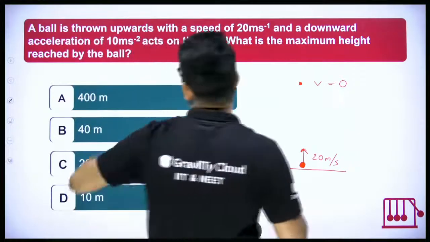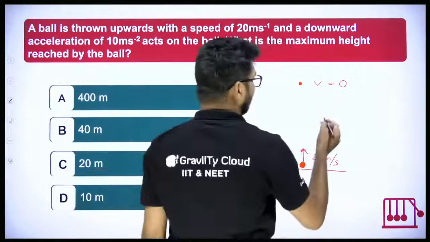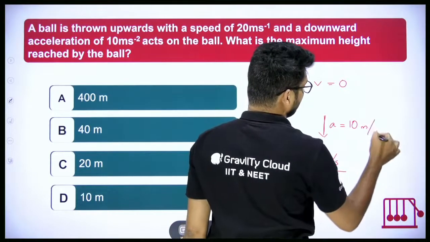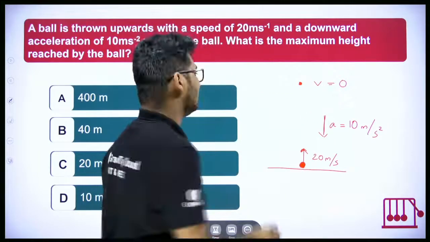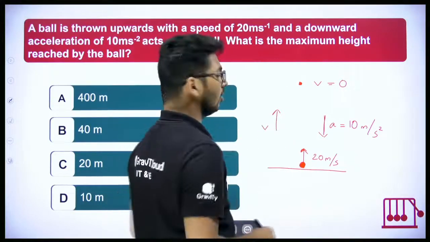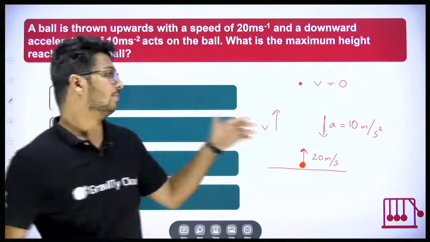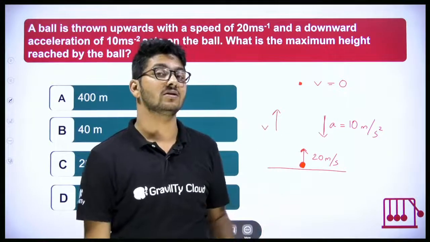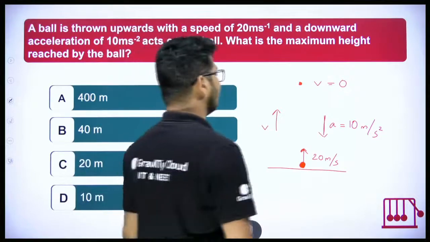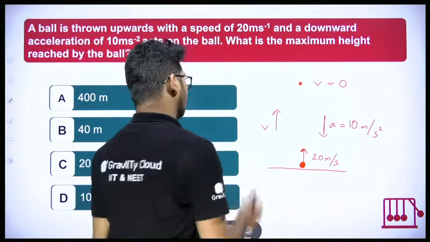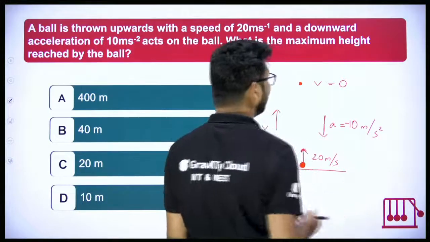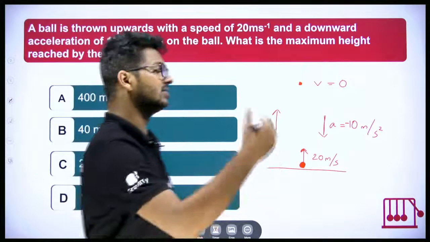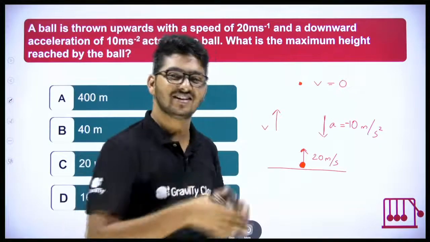And what is clearly mentioned here? A downward acceleration of 10 meters per second square. So here we can clearly see that velocity is upwards. As the ball is going up, the velocity will be up, but acceleration is downwards. And here speed is decreasing, so that means we have a case of retardation. So you have to take acceleration as minus 10 meters per second square. Why? Because speed is decreasing, it is negative acceleration.